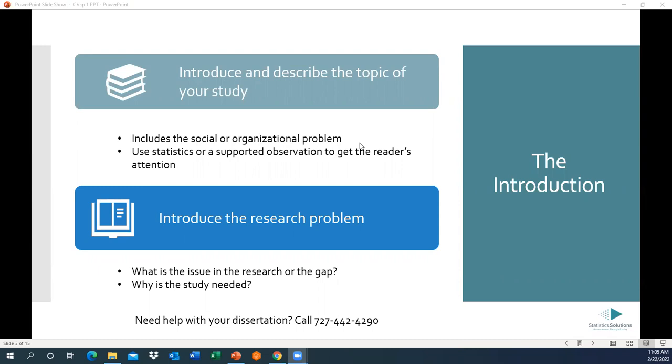But usually it involves introducing the social or organizational problem that your study is designed to address. All studies, unless they're applied research or something a little different, most dissertation studies start with some kind of social problem or organizational problem, right? So this could be attrition in a certain sector, or maybe the attrition of special education teachers.